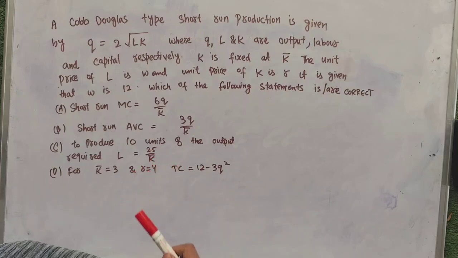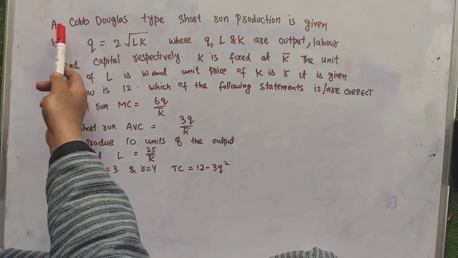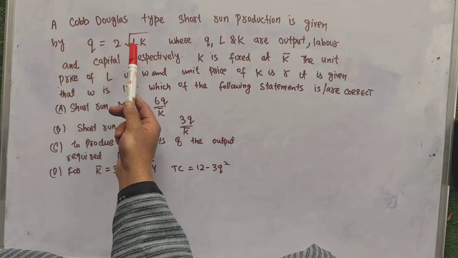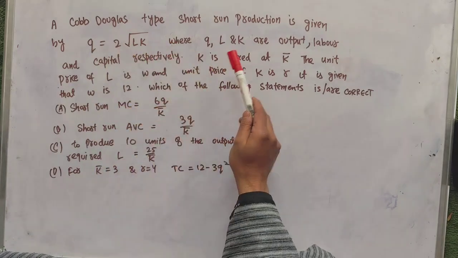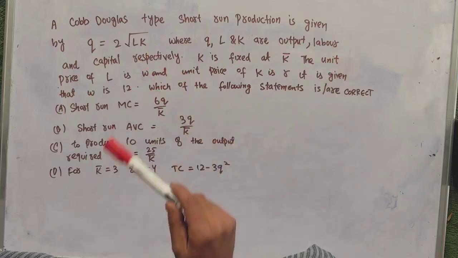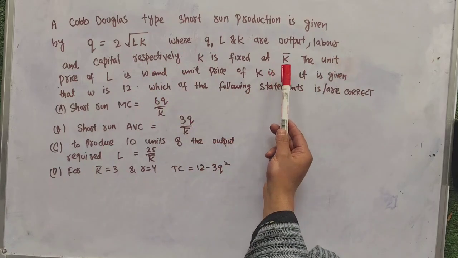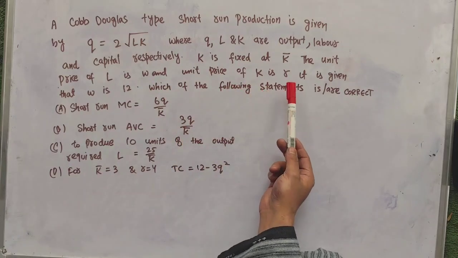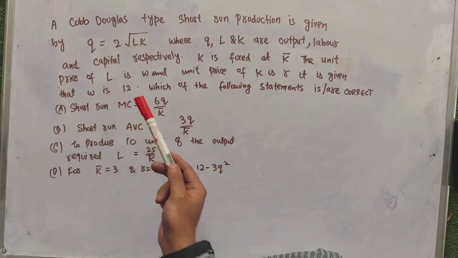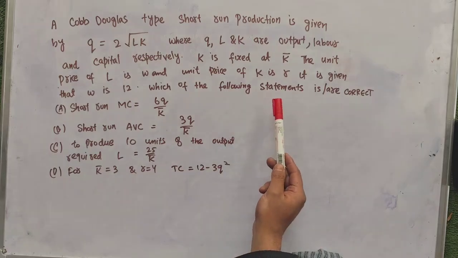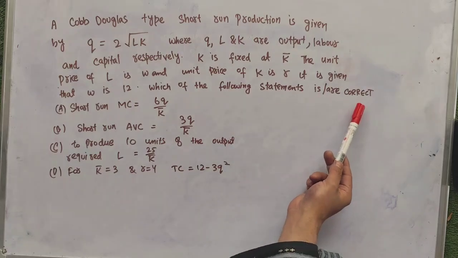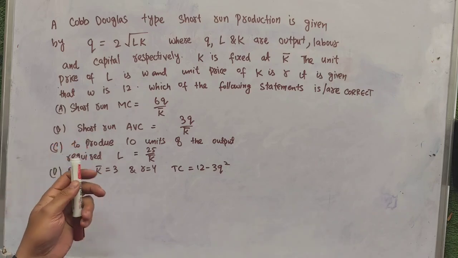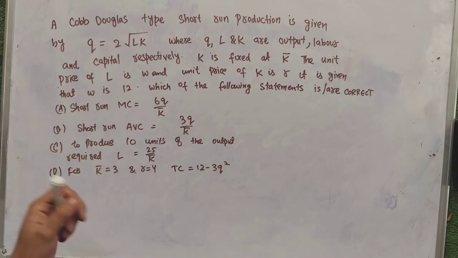This question is about the Cobb-Douglas production function. The question is, a Cobb-Douglas type short-run production function is given by Q = 2 under root LK, where Q, L, K are output, labor and capital respectively. K is fixed at K bar, the unit price of L is W and unit price of K is R. It's given that W is equal to 12. Which of the following statements is or are correct? It is multi-select, so more than one option can be correct here.